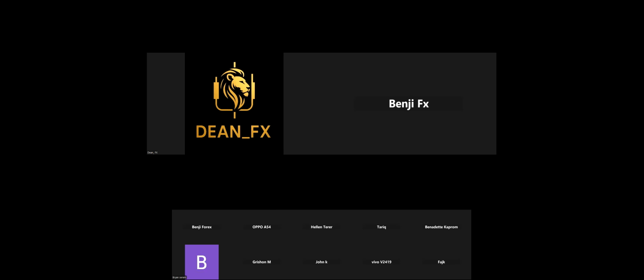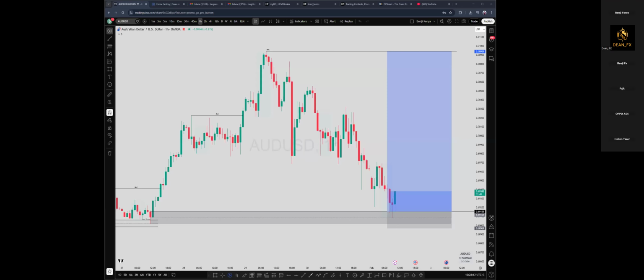I hope you guys can see my screen and it's visible. So the first thing that we have been able to understand is about the market structure.